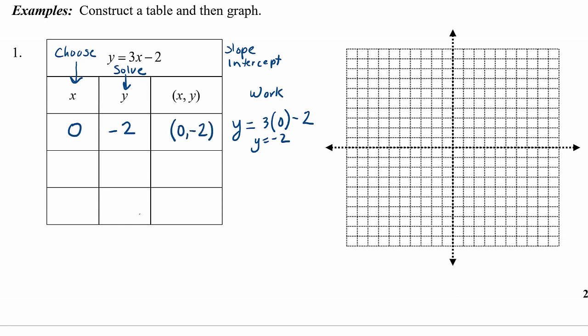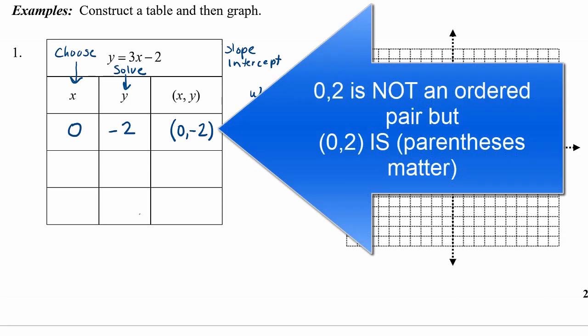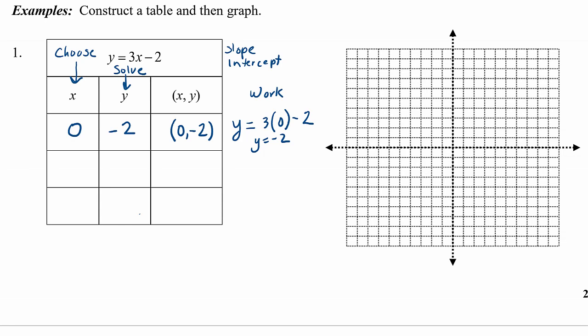By the way, just a heads up here with the ordered pair, I will often see my students on their test when I give them this problem, because I do, they will put 0, 2 and not put the parentheses around it. And that is not an ordered pair. So the parentheses is part of the answer. So don't shortcut putting the parentheses around your ordered pair, okay? Just a note to you, your instructor will love you. Okay, beautiful. So (0, negative 2) goes here.